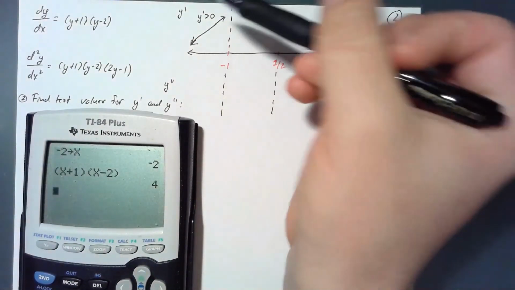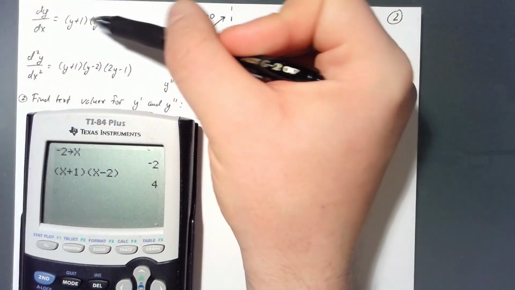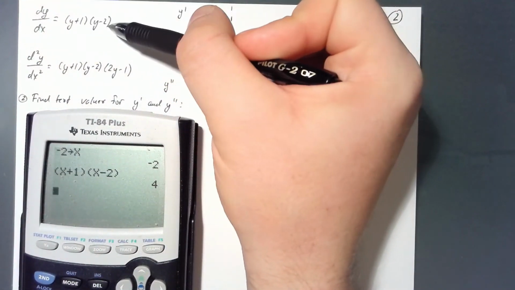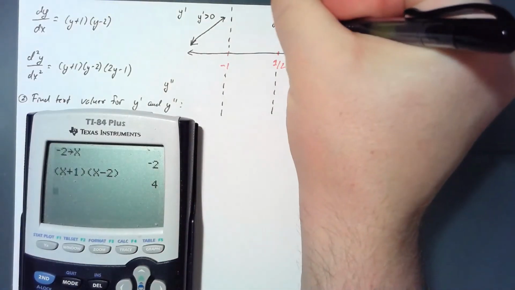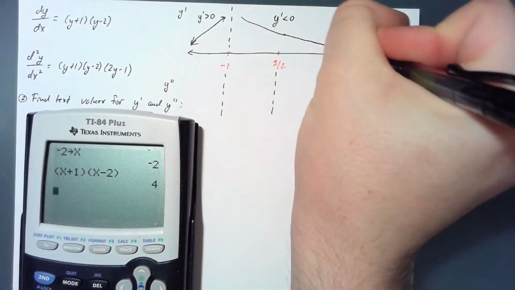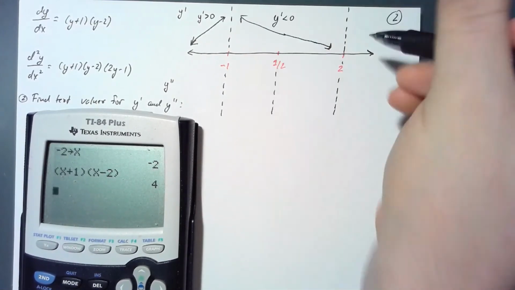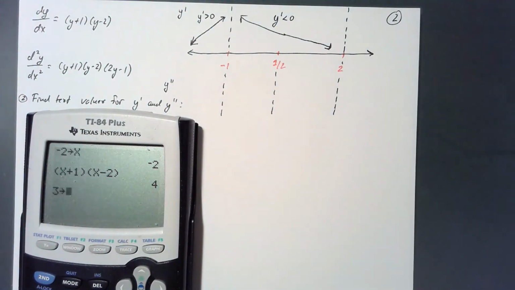Now pick a value between negative 1 and 2. 0 is fine, that's easy. So when I plug in 0 here for y, I'm going to have 1 times negative 2, which is obviously negative 2. So that means the first derivative is negative, which means it's decreasing. Pick a value a bit greater than 2, 3. Enter, and I get positive again.